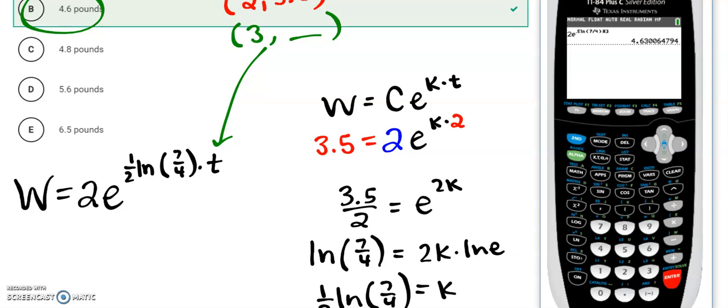So again, real quick to show you how to store something in your calculator. Let's say you wanted to store that 1/2 natural log of 7/4. So right now that's our decimal, that's our k, but we don't want to round yet because if we round in the middle, we're going to have rounding error at the end, which is what happened to some of you with the pot of soup question. So you can press store, and I'm going to choose k just so we're consistent. So now if I wanted to go back, I could say 2e to the k, and then our t was 3. And I'll get the same answer.